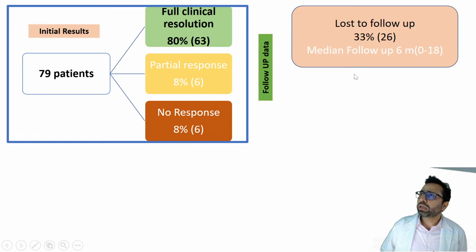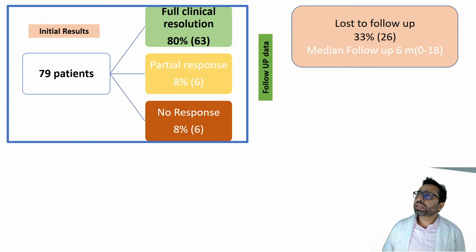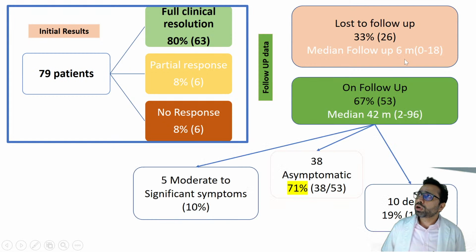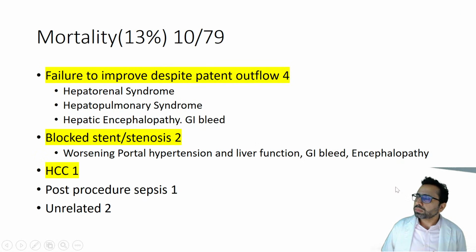So when we were planning this CGR, we made an effort to call these patients again, those who were not following up in the OPD. Around 33% we were not able to reach. They had a median follow-up of 6 months and we don't know what happened to them after that. About 70% we have been in touch with in the last 3 months and about 70% are asymptomatic. 10 have died, which is a mortality rate of about 20%.